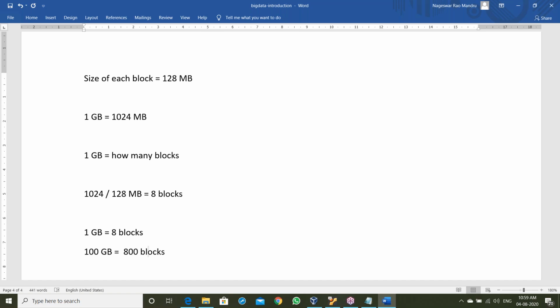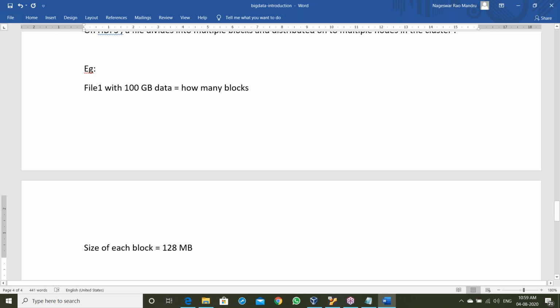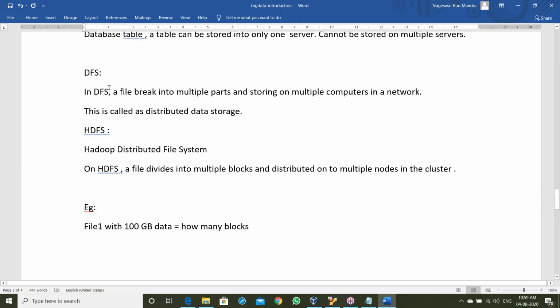Just wait. So this is the Hadoop Distributed File System, HDFS. In HDFS, a file divides into multiple blocks, and the size of each block is equal to 128 MB. That means your file divides into 128 MB, 128, 128, next 128 like this. After that, it is distributed onto multiple nodes in the cluster. Cluster means Hadoop network. The total Hadoop network is called a cluster. Next, nodes means computers.